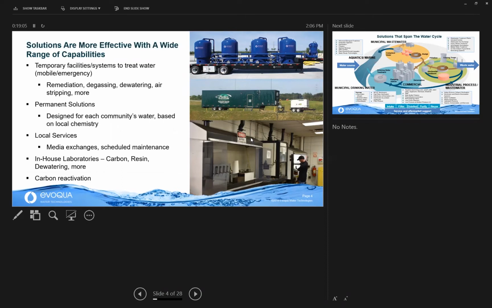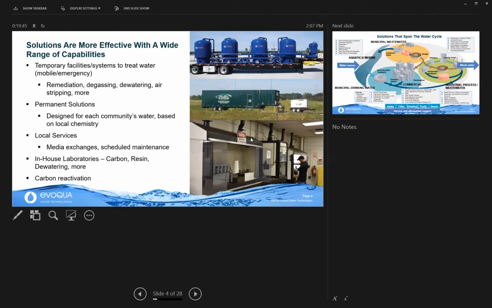We're going to talk about the benefits of local service, and that goes on for maybe media exchanges, whether it be carbon or resin or some other type of either organic or inorganic media. And then talking about scheduled maintenance, and that means really preventative maintenance. So a provider that has local service is going to be more effective. They'll be more responsive, and they should also have a good amount of expertise, such as maybe in-house laboratories or capabilities, as well as locations to store and move carbon, resin, media, dewatering equipment, et cetera, et cetera.